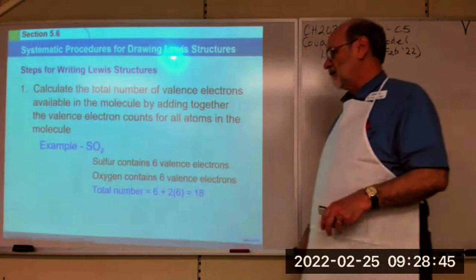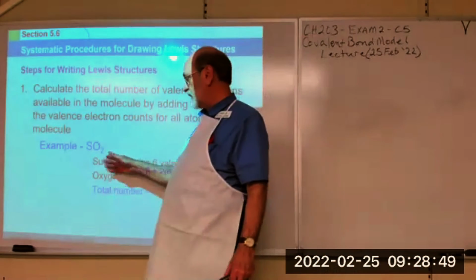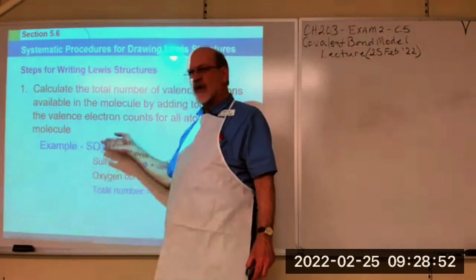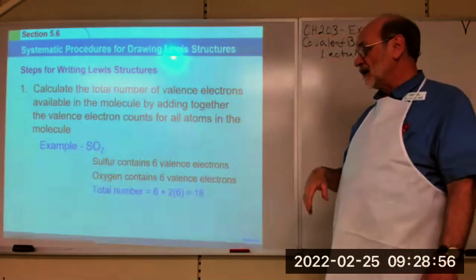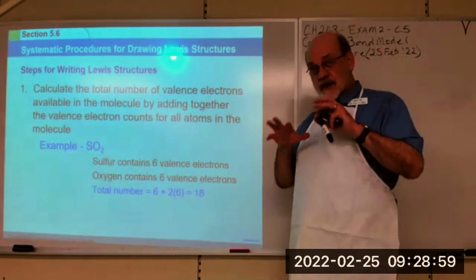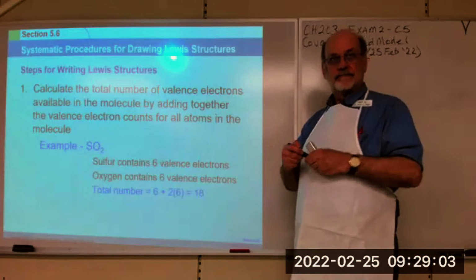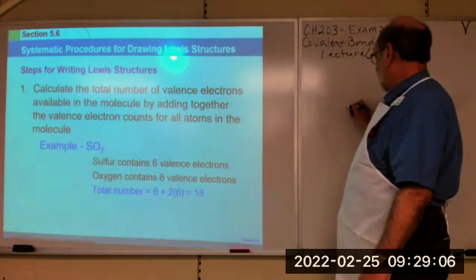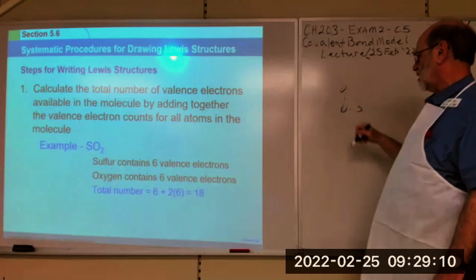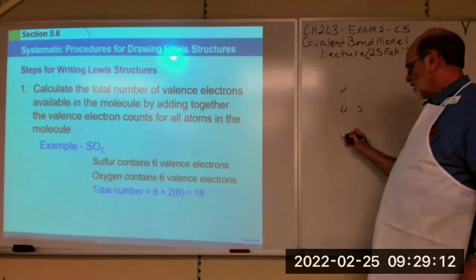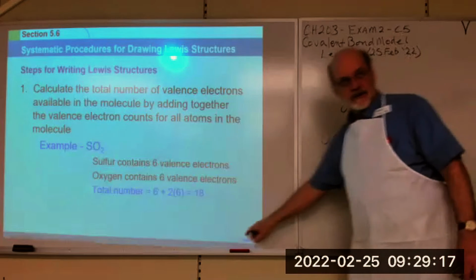Then you position them. You have to decide which one is the central atom. In this case, sulfur is the central atom because of the way it's written. It wouldn't make any sense to put oxygen in the middle. It tends to be, if you can balance the structure, do it. So rather than write oxygen here and a sulfur here and an oxygen there, that's unbalanced. So a sulfur in the middle with oxygens on either side is balanced.